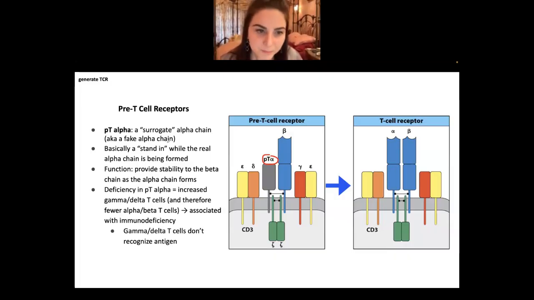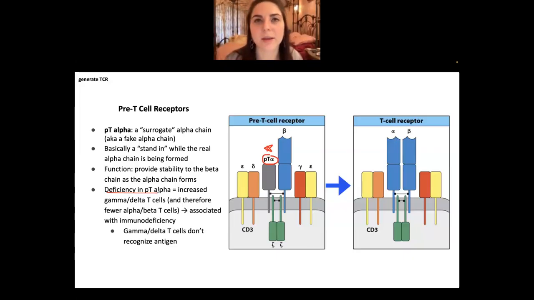But I mention it because if you have a deficiency in PT alpha, beta can't completely rearrange. The alpha chain can't get put on there. You're going to have an increase in gamma delta T cells. If you have more gamma delta T cells, that means you have less alpha beta T cells. You're not recognizing antigen as well, and it can present as an immunodeficiency. So that's what this race for rearrangement is.